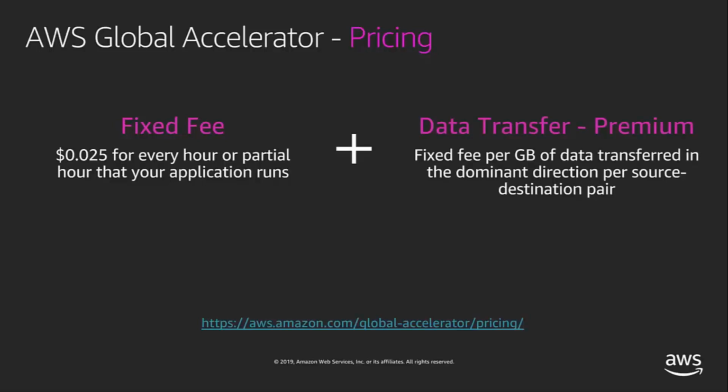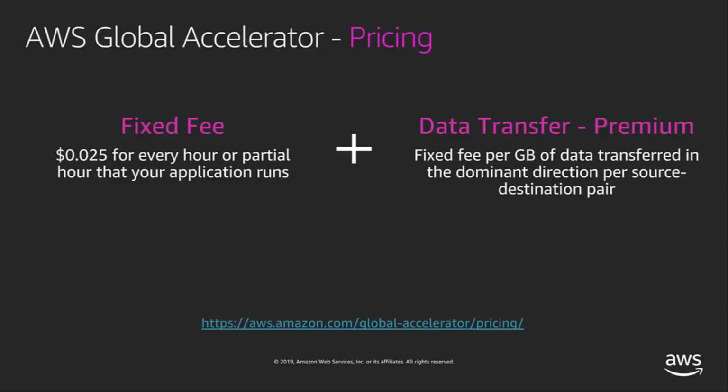The second dimension is what we call data transfer premium. This is a per gigabyte rate that you get charged for the traffic that is processed by Global Accelerator. This is on top of the EC2 data transfer rates that you pay today, and you'll find them in the EC2 pricing page for on demand.